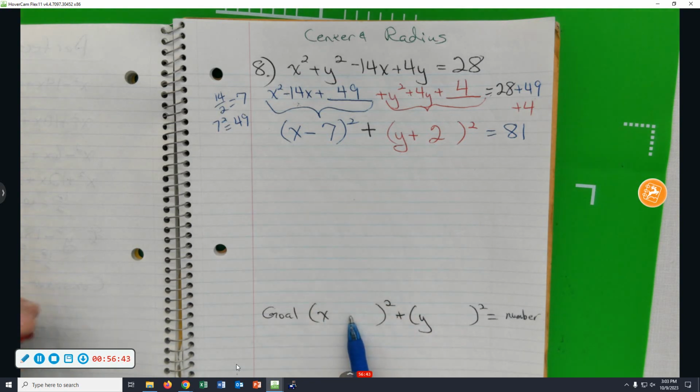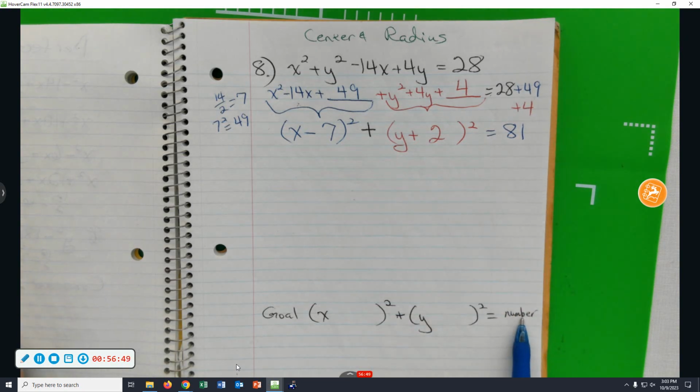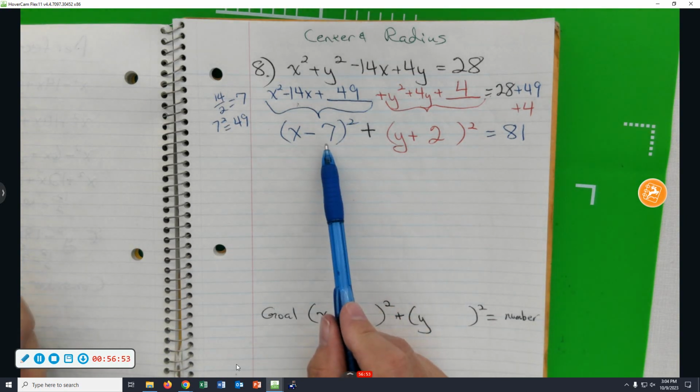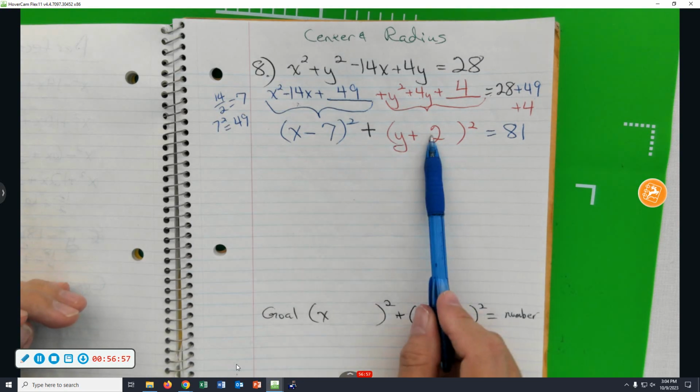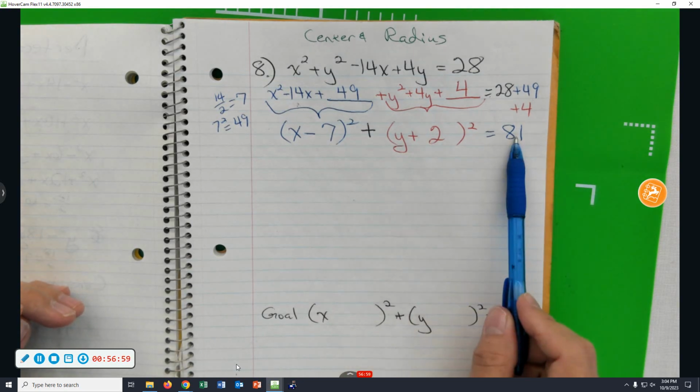There's the x binomial squared. Here's the y binomial squared. And we have a number over here on the right-hand side. Now, what do we do to get the center? Change sign, and here, take the square root.